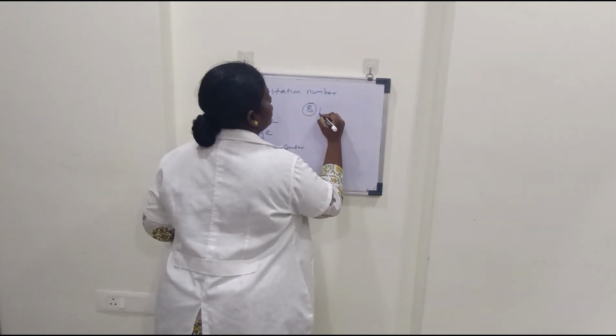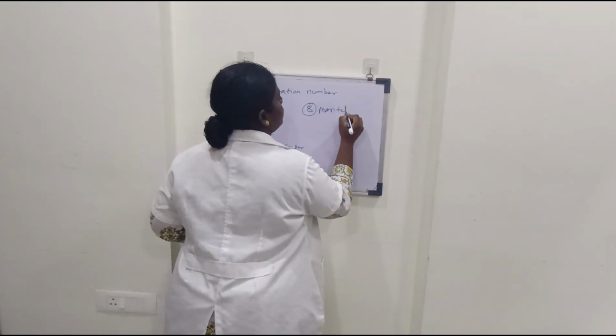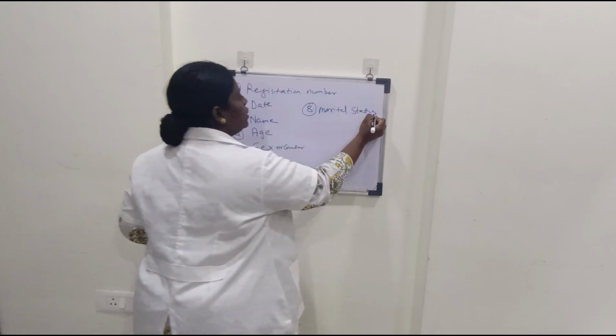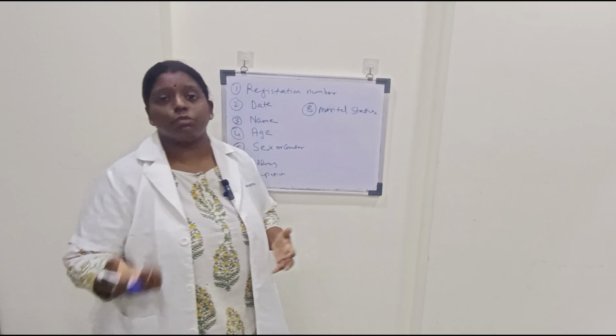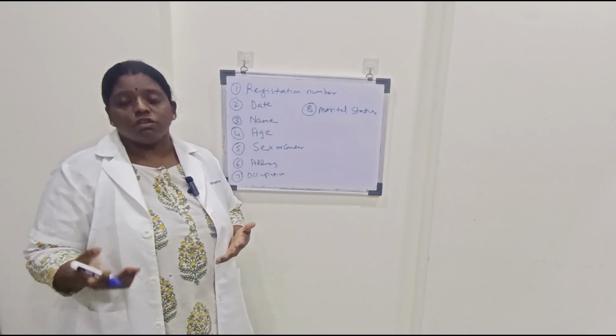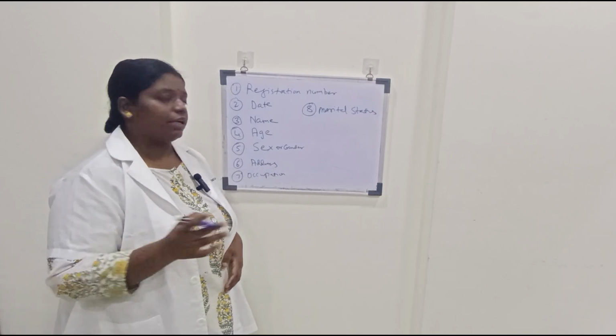Which one is the eighth? Eighth is the marital status of the patient. So whenever the patient is married or in the reproductive age, you should always ask about it. In females, mostly you have to ask about the pregnancy and the lactation status.